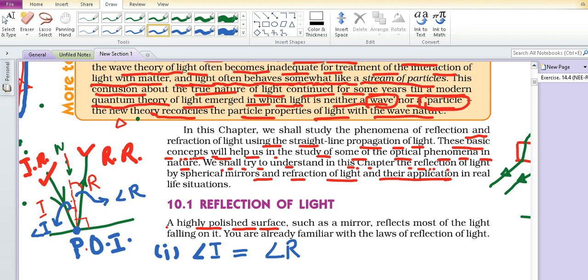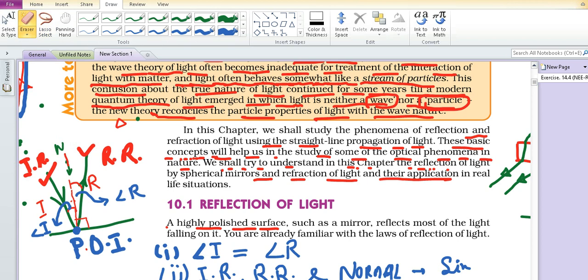Reflection has two laws. The second law is that the incident ray, the reflected ray, and the normal are all in a single plane. All in a single plane.